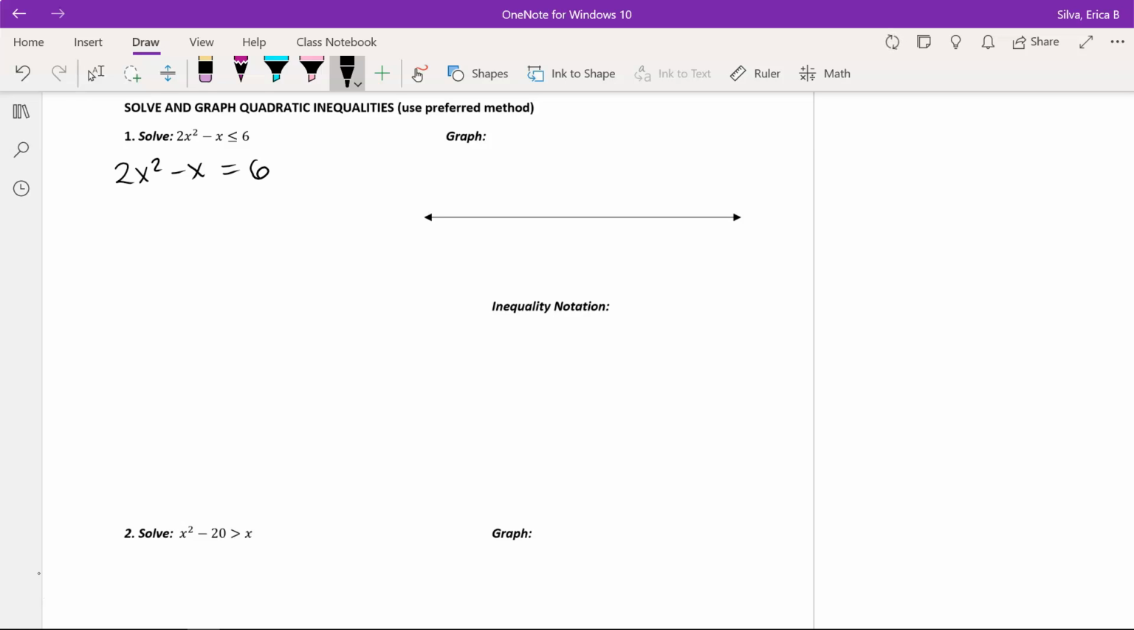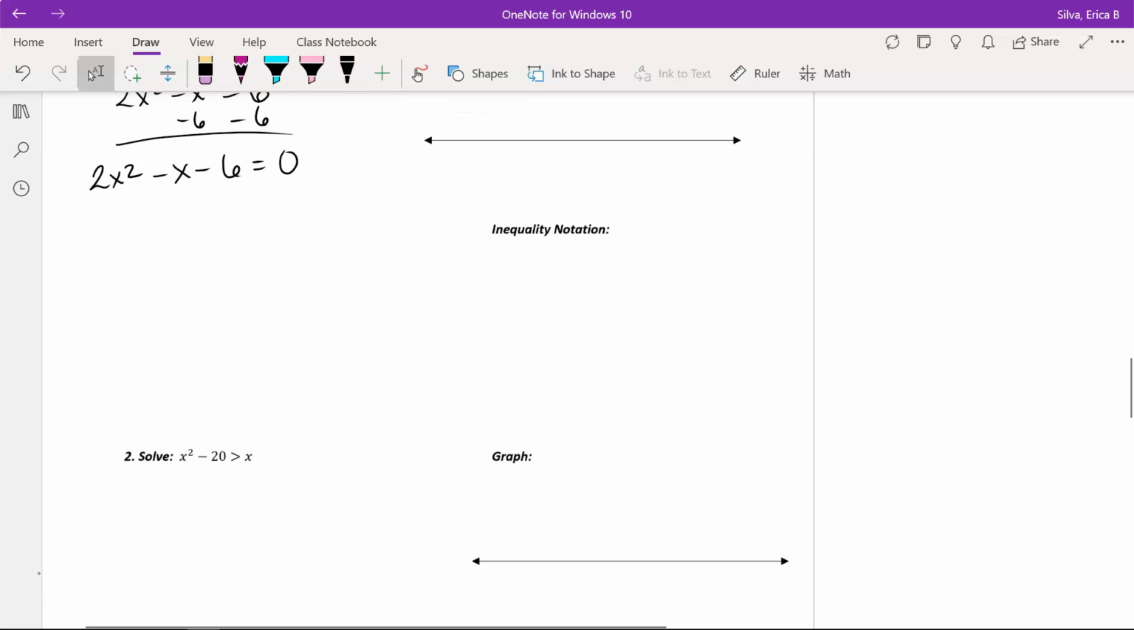Whenever we solve any quadratic and we don't want to use the square root method, we want to make sure that it's equal to 0. So to make it equal to 0, we're going to subtract. Now that we have that, we're going to get our A, our B, and our C. Our A is 2, our B is -1. Remember, there's a -1 there if there's no number. And then our C is -6.